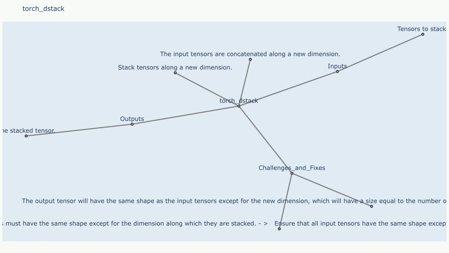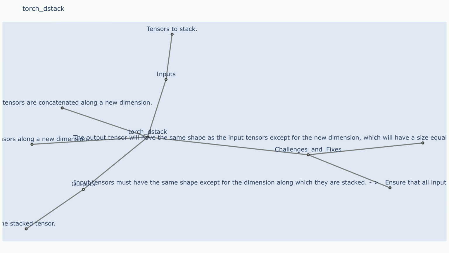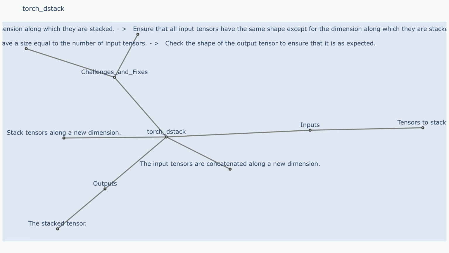torch.dstack. Description. The torch.dstack function stacks tensors along a new dimension, the third dimension, or the depth dimension, in PyTorch. This is useful when you have multiple tensors that represent different slices or views of the same underlying data. Inputs. Input 1, tensor 1.